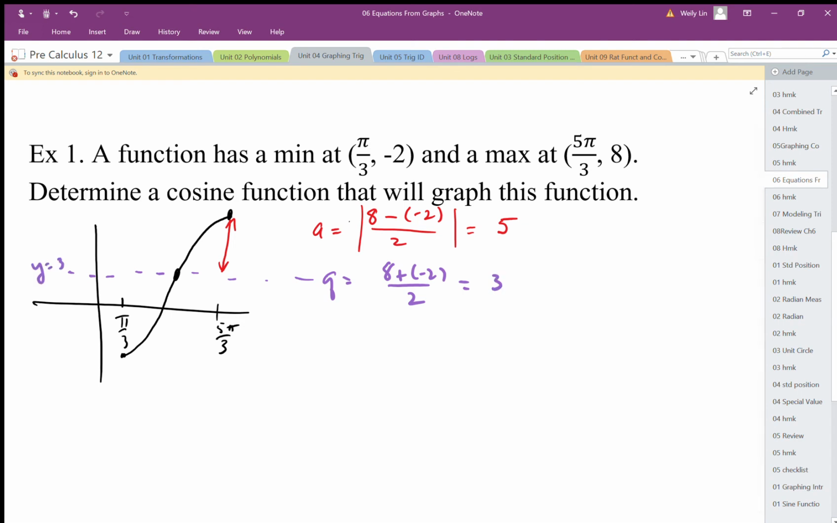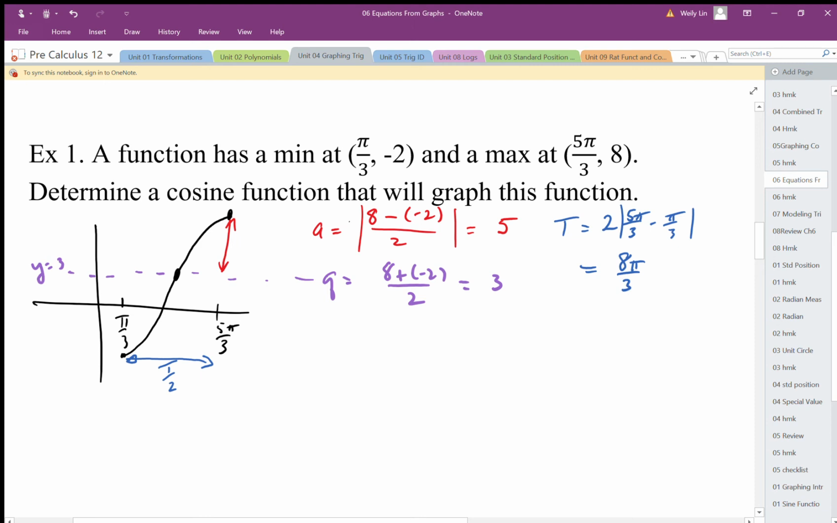We want to find our period and our shift. The period we'll do first because it's a little bit easier. We know that this distance from here to here represents half of our period. So we subtract 5 pi over 3 minus pi over 3. That's a distance, and then we want to double that distance to get the entire period, because that only represents 2 quadrants, and we want 4 quadrants, so we have to double it. The distance between is going to be 4 pi over 3. We double that distance, it's 8 pi over 3.